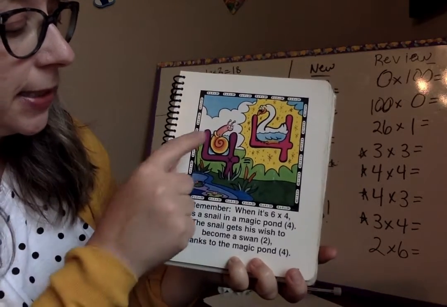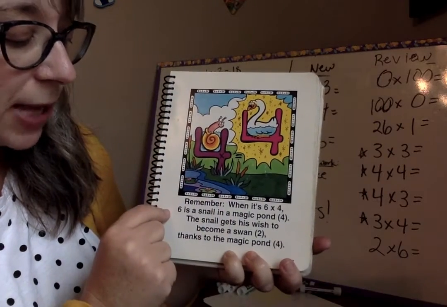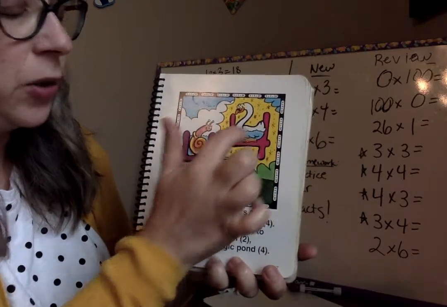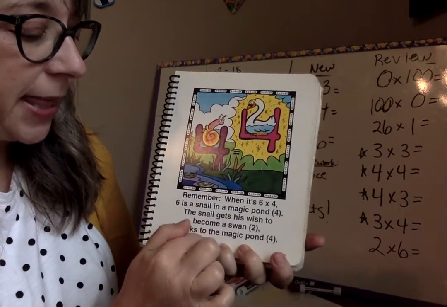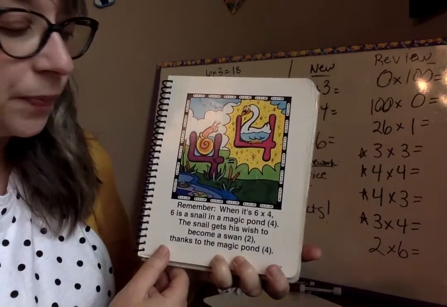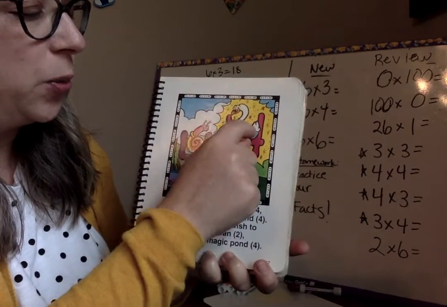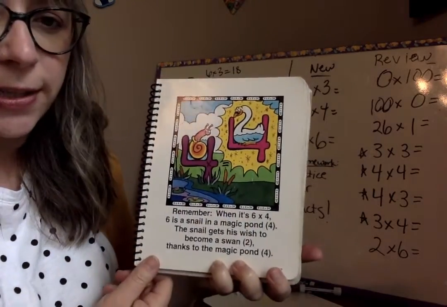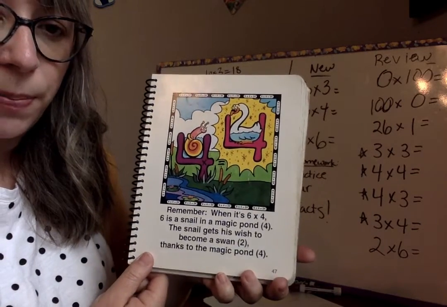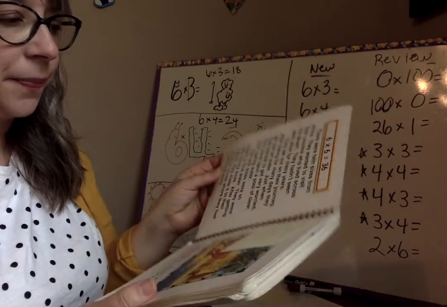So remember, when it's 6, which is the snail, times 4, which is the magic pond, the snail gets his wish and becomes a swan, which is the 2, and thanks to the magic pond, which is 4. So 6 times 4 is 24. That's the snail got its wish. It's now a magic swan thanks to the pond.